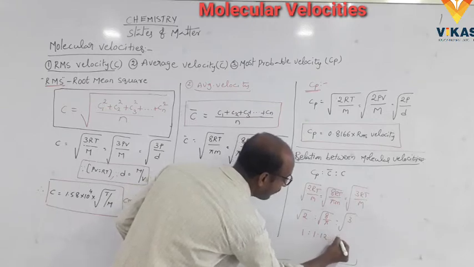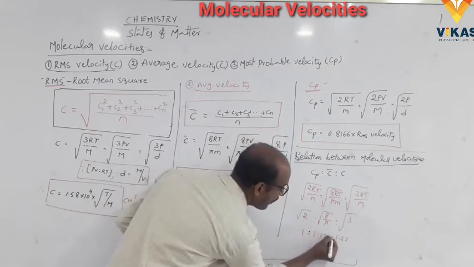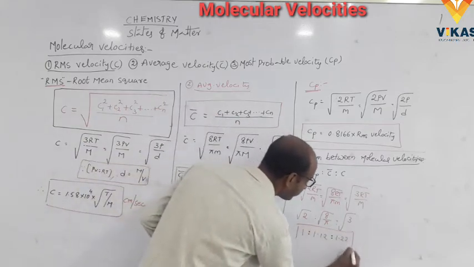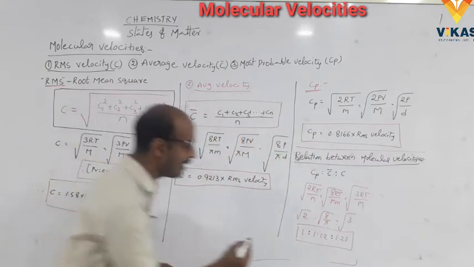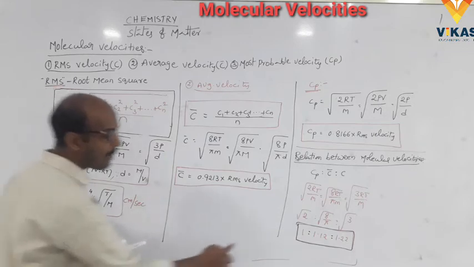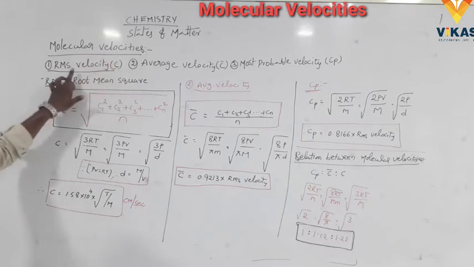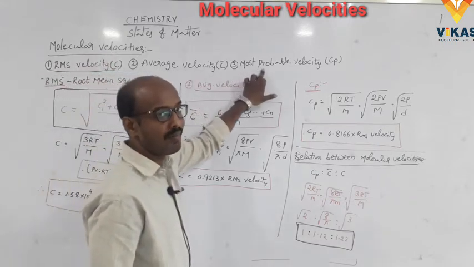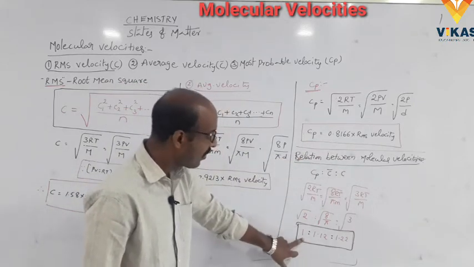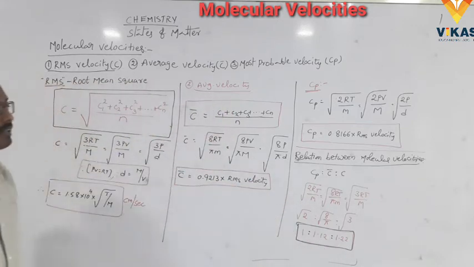So finally, we get 1 is to 1.12 is to 1.22. So 1 is to 1.12 is to 1.22. This is the relation between the molecular velocities of the three velocities, the most probable velocity, average velocity and RMS velocity. Clear? The relation between the molecular velocities Cp is to C bar is to C is 1 is to 1.12 is to 1.22.